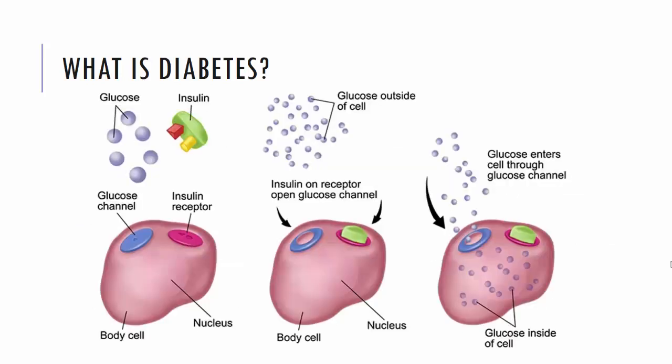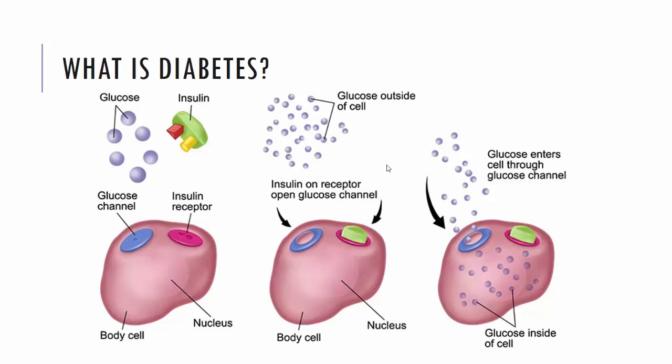This slide shows what happens when glucose metabolism is occurring normally. Here we have a cell. The insulin acts like a key and goes into the insulin receptor part of the cell, as you can see here. Then that unlocks the glucose channel, which allows the glucose to enter into the cell, and then the cell can use the glucose for energy.